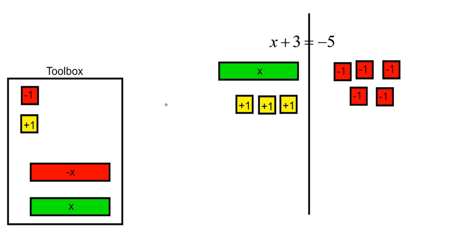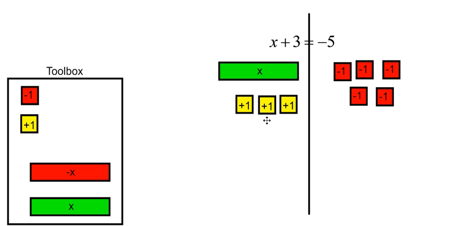Now we have our equation set up. We have x plus 3 on the left-hand side, which matches our algebraic notation, and we have -5. We have 5 red tiles on the right-hand side. Now to solve these equations, we need to, again, isolate the x. So we need to get rid of the +3, the 3 yellow tiles on the left-hand side. And we do that by creating 0 pairs.